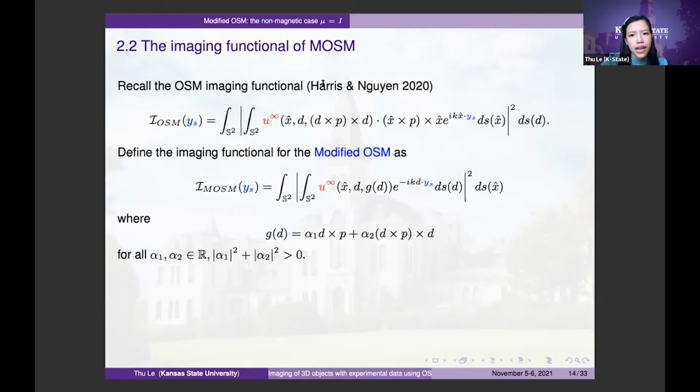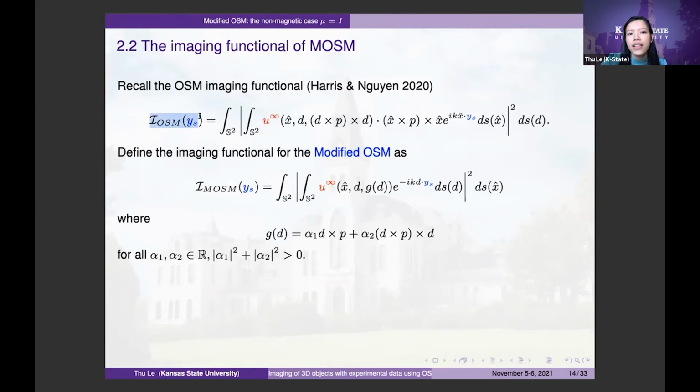That was studied by Harris and Wynn in 2020. So this is the formula of the original OSM. With a given sampling point, the input data is the far field pattern that you can measure around the target. You plug it into that double integral and evaluate it, and you will have some values of this imaging functional.